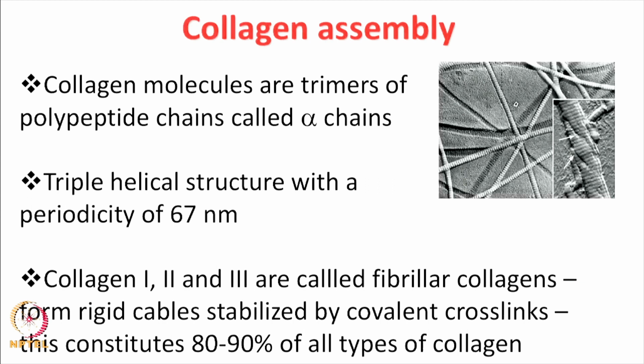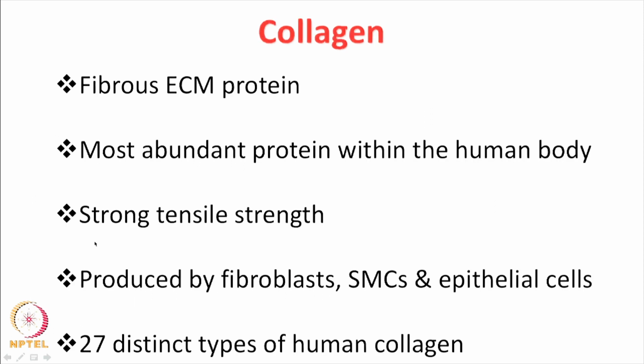So, if you look at collagen assembly, collagen consists of trimers of polypeptide chains. So, you have 3 chains, 3 ropes which are wrapped around each other. This gives you a triple helix structure with a periodicity. So, you have this banded structure, the spacing between these bands is 67 nanometers. So, there are 27 distinct types of human collagen.